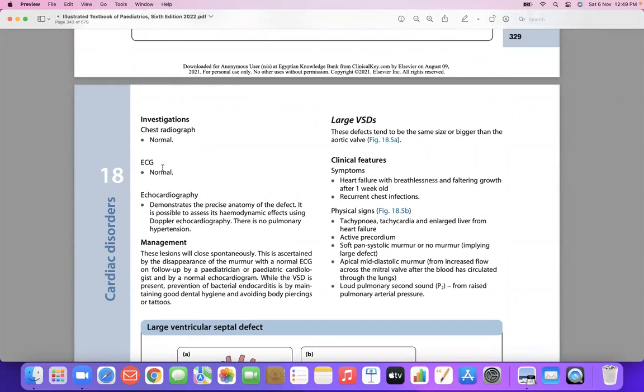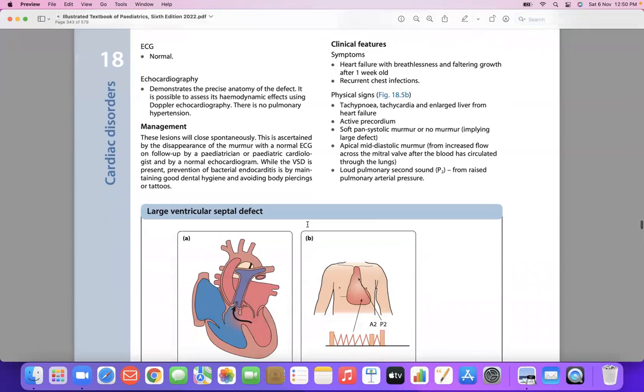So you see, everything will be normal in small. Chest radiograph normal, ECG normal, echocardiography demonstrates the anatomy of the defect. It is possible to assess its hemodynamic effects using Doppler echocardiography. You can also do the Doppler to see the pressure gradient across the lesion. Usually they will have no pulmonary hypertension. There is no increased flow, only a loud murmur you hear. These lesions will close spontaneously. This is ascertained by disappearance of the murmur with normal ECG, followed by the pediatrician or pediatric cardiologist by normal echocardiogram. So you will just follow the patient only.